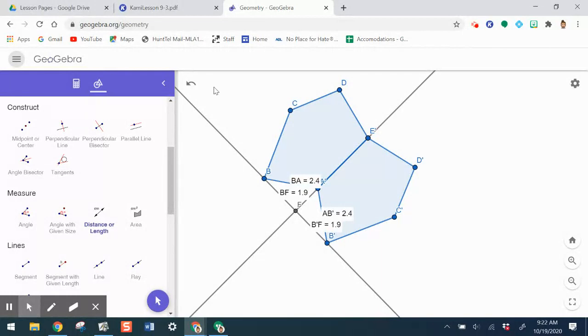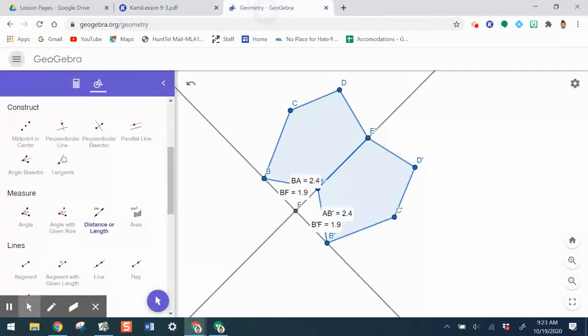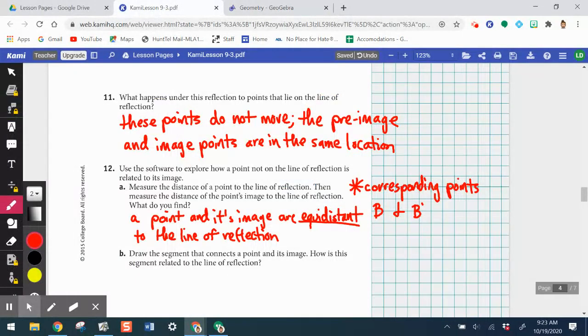So let's go back and answer that question before we look at item B. So I said a point and its image, or I use this new term here to make us sound smarter than we really are, are equidistant to the line of reflection, or in other words, equal distance. We saw over here that from a point B to the line of reflection was 1.9, and from its image to the line of reflection is also 1.9. So they're equidistant to the line of reflection.